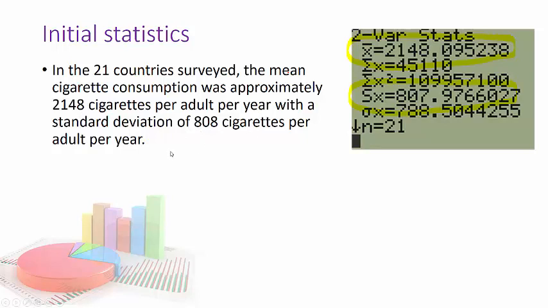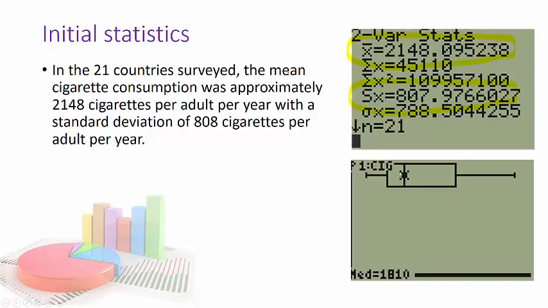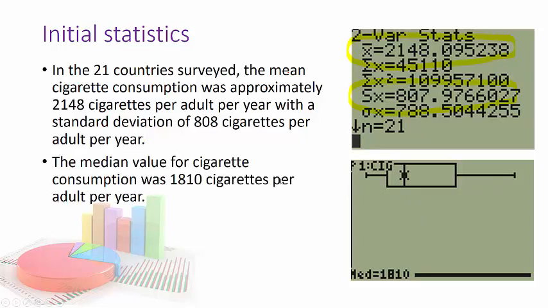All right. Then the next thing, I went ahead and did a quick look at the box and whisker plot. Looks kind of normal. A histogram would be even better. And I see that the median value for cigarette consumption was 1,810 cigarettes per adult per year, which tells me, yeah, it's actually skewed a bit, isn't it? Since the median is lower and the average is higher, it looks like it's skewed positively.